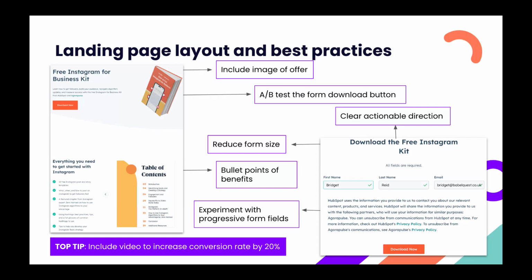So you want to include an image. You want to A/B test the form download button. You want to make sure you've got bullet points for benefits, and experiment as well. Maybe include a video, because that has been shown to increase conversion rates on landing pages by 20%. Especially if it's a demo, people want to see a video of it, so show them. And again, like the form, make sure it's reduced, make sure they're getting value for how much information you want to provide them, and give them clear, actionable direction.